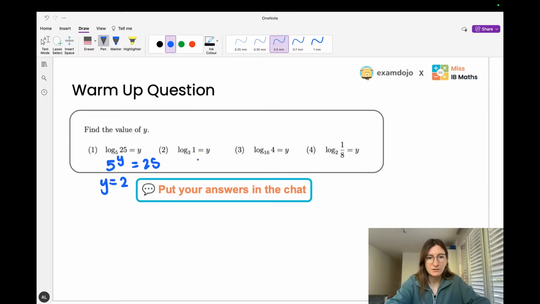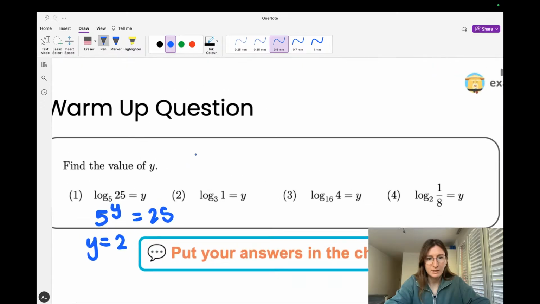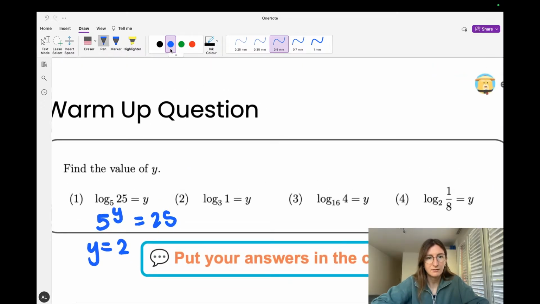Here, y, and if I zoom in, sometimes I find it helpful to think of it like this. If you add a little block here, 3 to the power of what gives me 1? Well, 3 to the power of 0 gives me 1. So y equals 0.